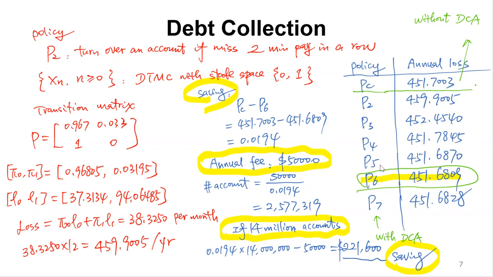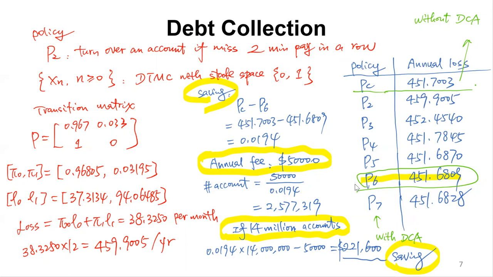P5, now when it comes to P5, we have the DCA. This is smaller than the current policy. And the smallest one is P6. So P6 means turnover account if miss 6 minimum payments in a row. Okay, turn over the account and give it to DCA. And P7, this is with DCA. This is also 451.6828. You see, this one is also smaller. With DCA, obviously, the loss is smaller. And P6 is the minimum.